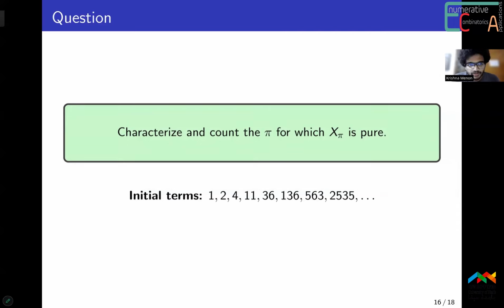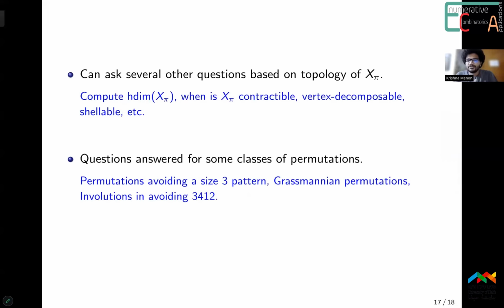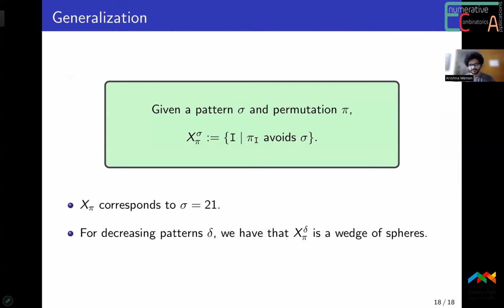Now, of course, there are several other questions that can also be asked, based on the topology of X pi, and for time constraints, I won't be able to go through them all. But I should also mention that we were able to answer these questions for certain classes of permutations, for example, permutations avoiding certain patterns. Okay, so I'll end with a generalization of this simplicial complex.